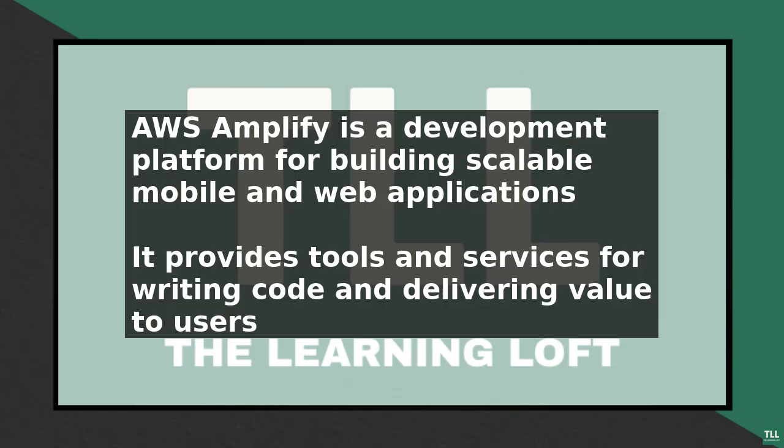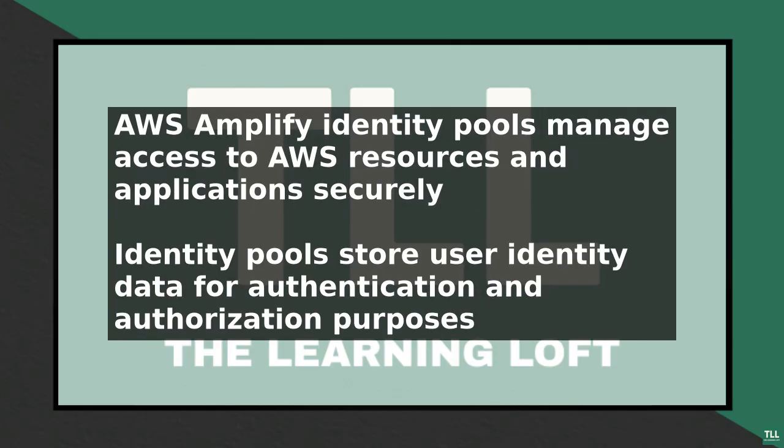AWS Amplify is a development platform that helps you build, deploy, and manage scalable mobile and web applications. It provides a set of tools and services that enable you to focus on writing code and delivering value to your users. One of the key features of AWS Amplify is identity pools, which allow you to manage access to your AWS resources and applications.